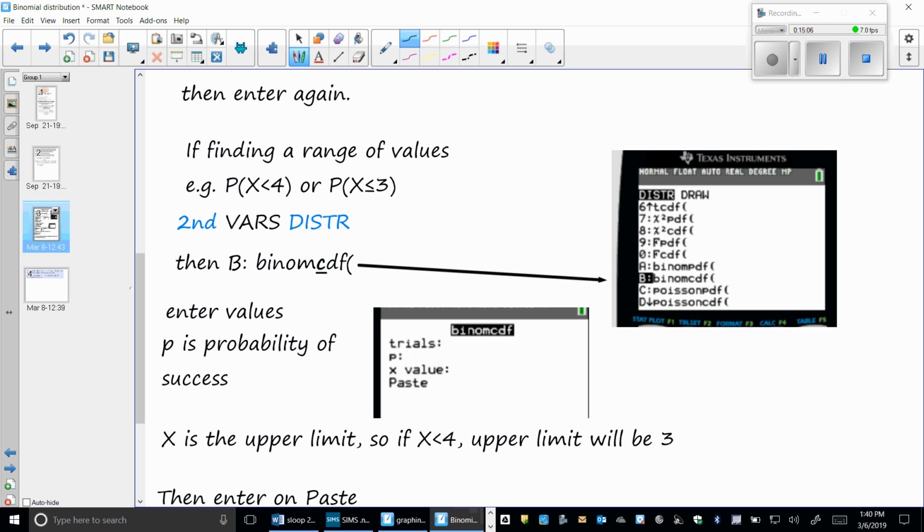If you want a range of values, so if you want less than something or less than or equal to something, then you use CDF. Now, X is the upper limit. So if you've got X is less than 4, then your upper limit is going to be 3. If it was less than or equal to 3, then your upper limit is going to be 3. So just be careful what the symbol is.